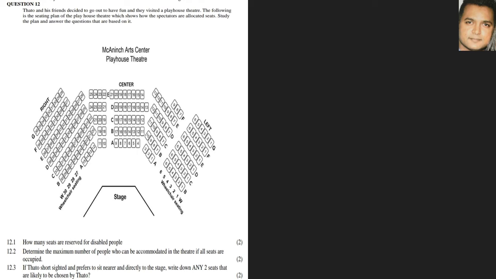Okay, so in this question here we are given a playhouse theater layout in terms of the seats and the spectators, how they watch. So the first question states: how many seats are reserved for disabled people? If we look at the layout, we notice there are two portions here indicated for wheelchairs. So we have 4 on the side and we have 6 on the side. So altogether we would have 10 seats.